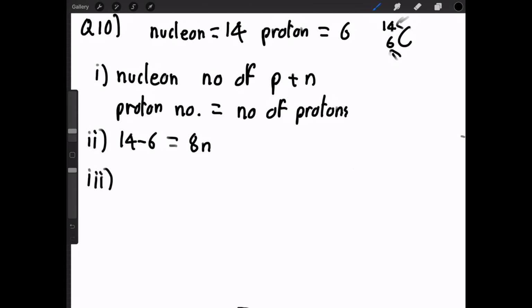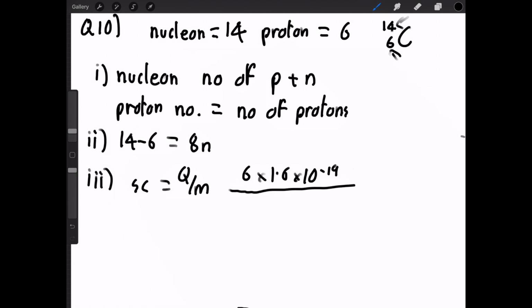calculate the specific charge of the nucleus. Specific charge is the charge to mass ratio. So the charge of the nucleus is going to be 6 times, the 6 protons, 1.6 times 10 to the minus 19, divided by the mass of the nucleus. There's 14 nucleons, so 14 times 1.65 times 10 to the power minus 27. I think it's 1.66 actually, but yeah, who cares? Plug it into your calculators, give it a shake and see what number comes out. 4 times 10 raised to the power 7 coulombs per kilogram. Right.